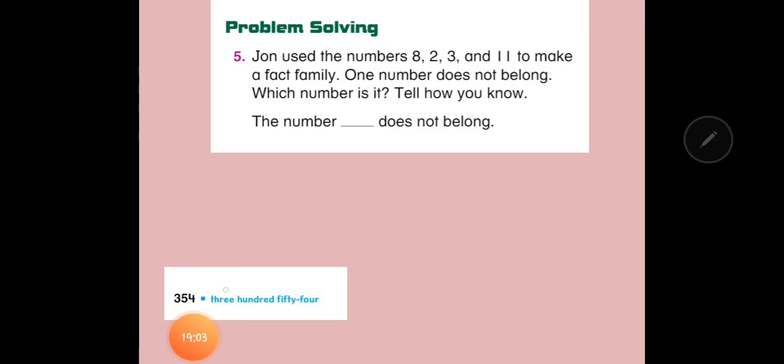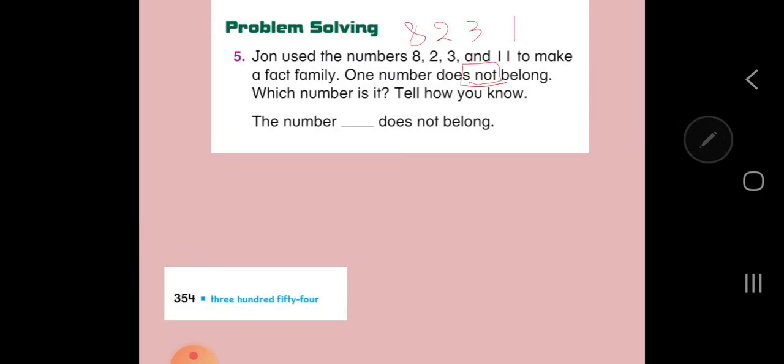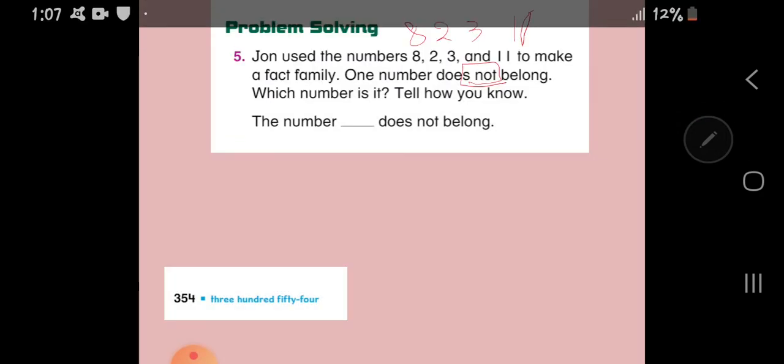On the same page 354 we have a problem solving. They say John used numbers 8, 2, 3 and 11 to make a fact family. One number does not belong. Which number is it? Look carefully at my numbers 8, 2, 3 and 11. Okay, now let's think about them. We said I will use 3 numbers, not 4 numbers, and here they put 4 numbers. Okay, now what will I do?